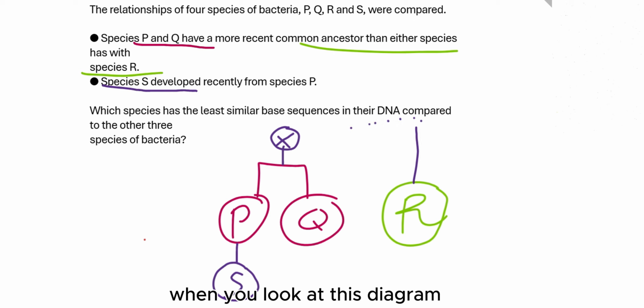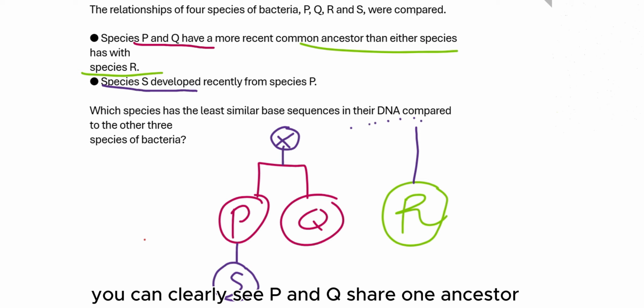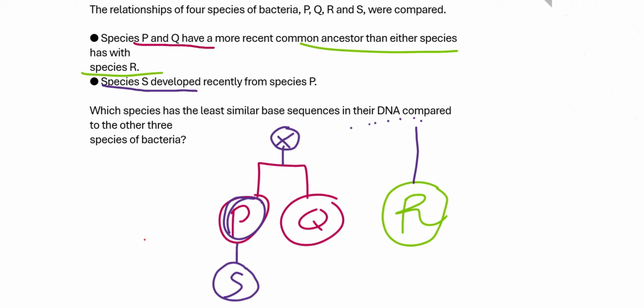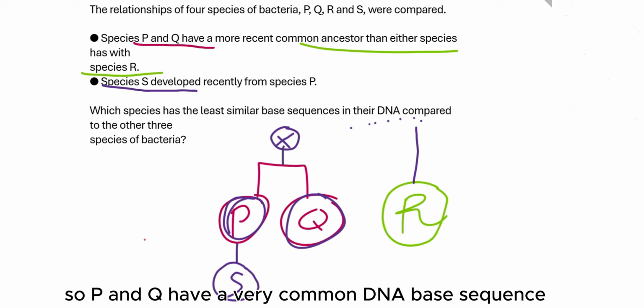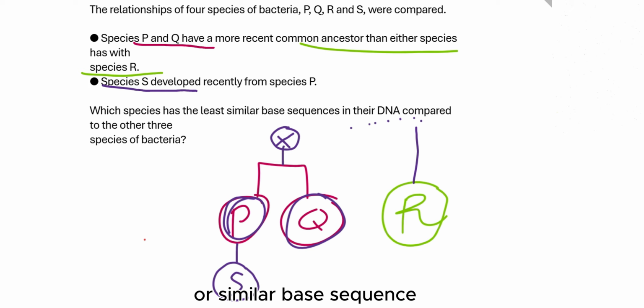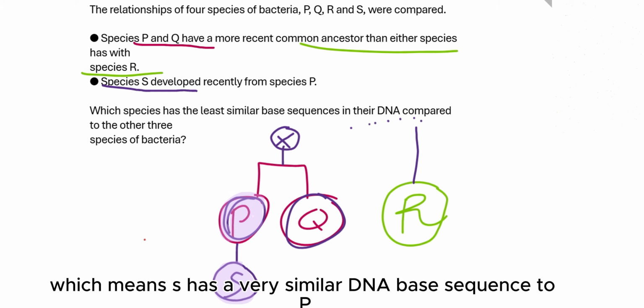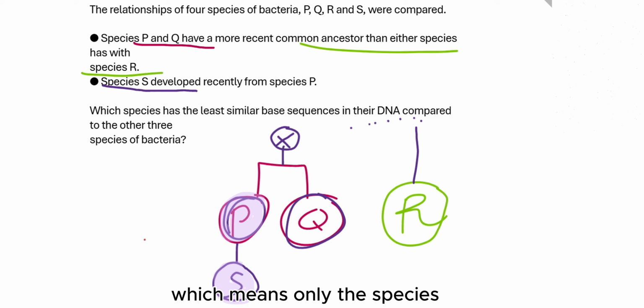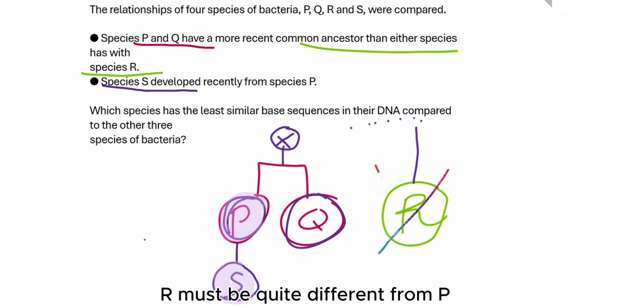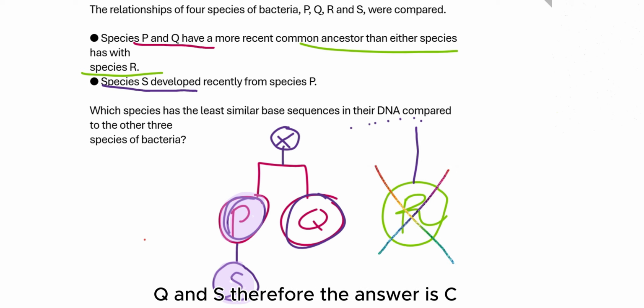When you look at this diagram, you can clearly see P and Q share one ancestor. So P and Q have a very common DNA-based sequence, or similar base sequence, and species S has developed recently from P, which means S has a very similar DNA-based sequence to P, which means only the species R must be quite different from P, Q, and S. Therefore, the answer is C.